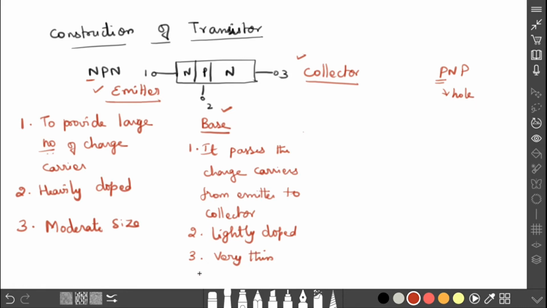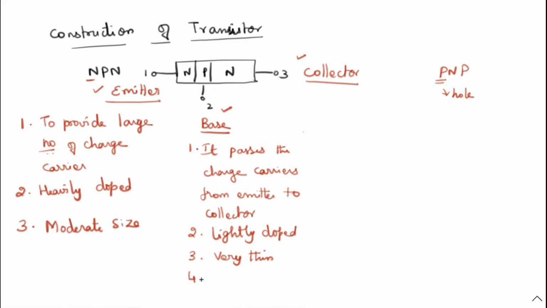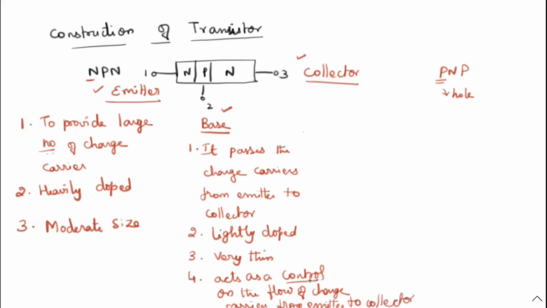And the main part is that it acts as a control. The base acts as a control on the flow of charge carriers from emitter to collector. This is the main part here. Emitter to collector. What is the control?